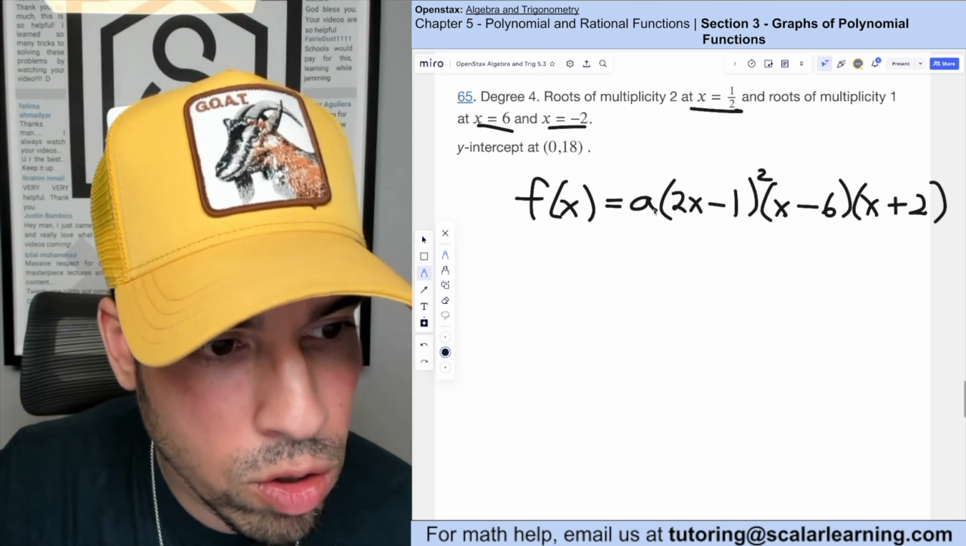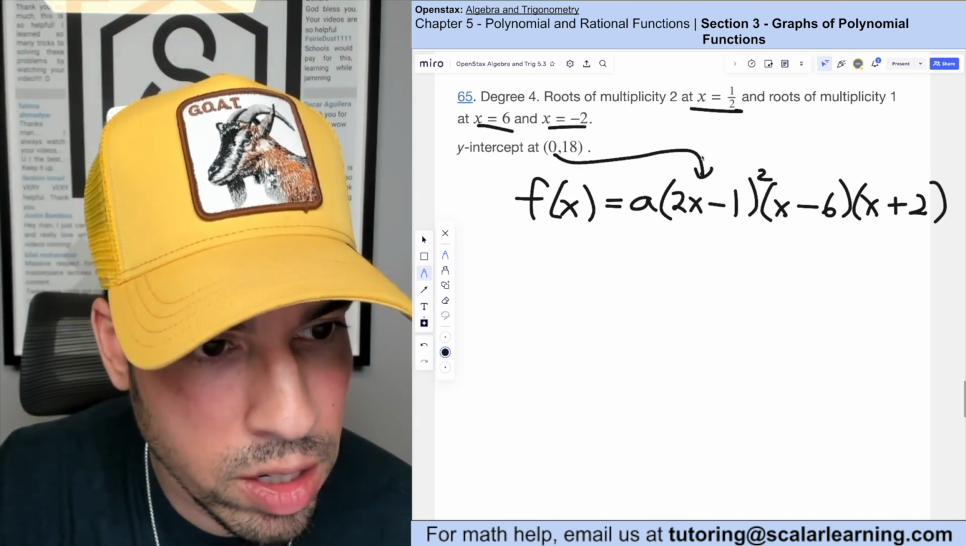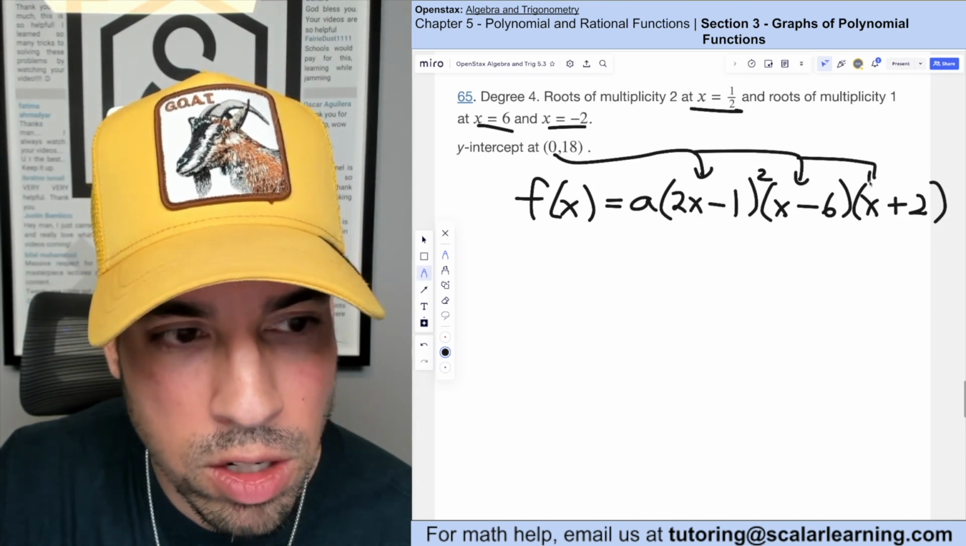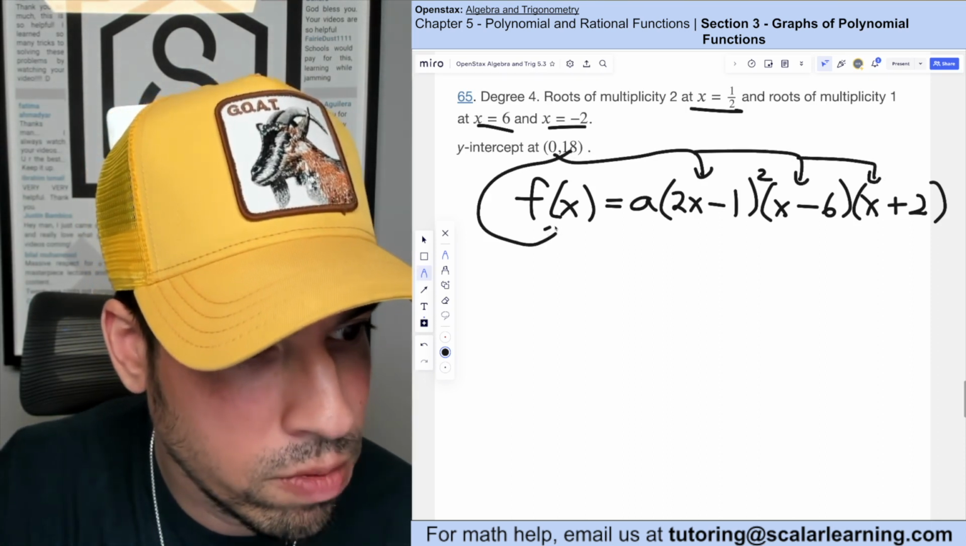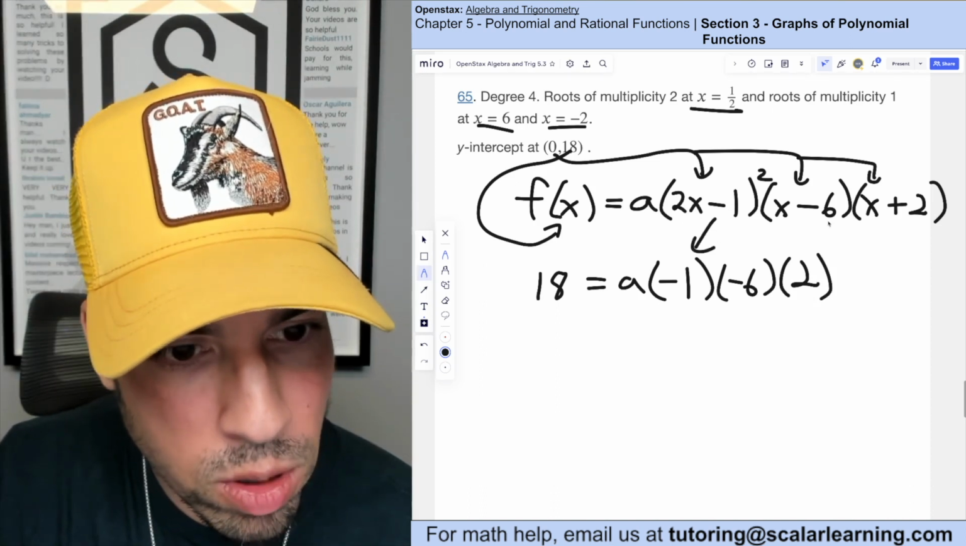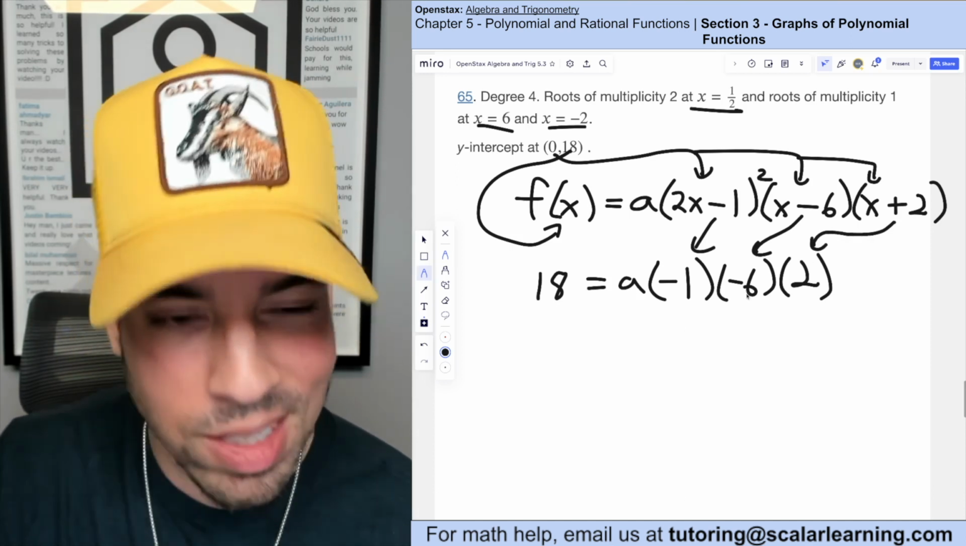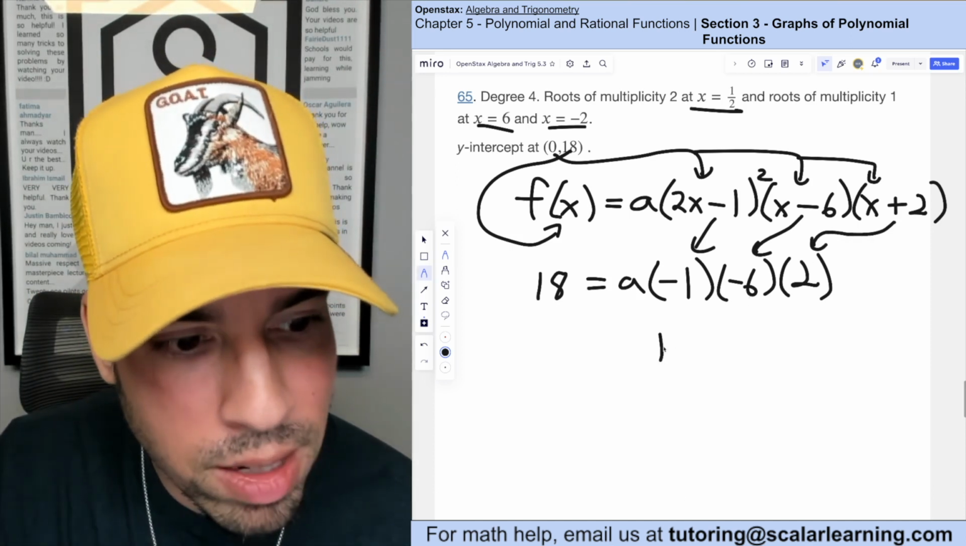Now again, we have an unknown constant that we have to solve for by using the y-intercept. So we're going to plug 0 in here, here, and here, and then plug in the 18 for the function value, and let's go. So when we plug 0 in, I get 0 minus 1 is negative 1, 0 minus 6 is negative 6, 0 plus 2 is 2. 2 times negative 6 is negative 12, times negative 1 is positive 12.